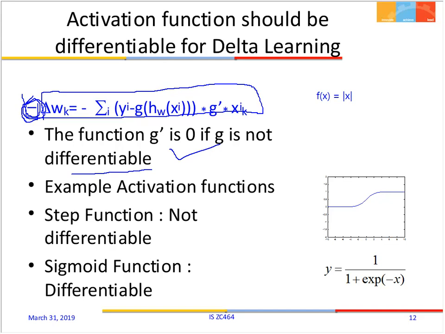This function mod x is not differentiable because this function mod is defined as f of x equal to x for every value of x greater than 0, and it is defined as minus x for every value of x less than 0, and this is equal to 0 for x equals 0. It is actually this function.